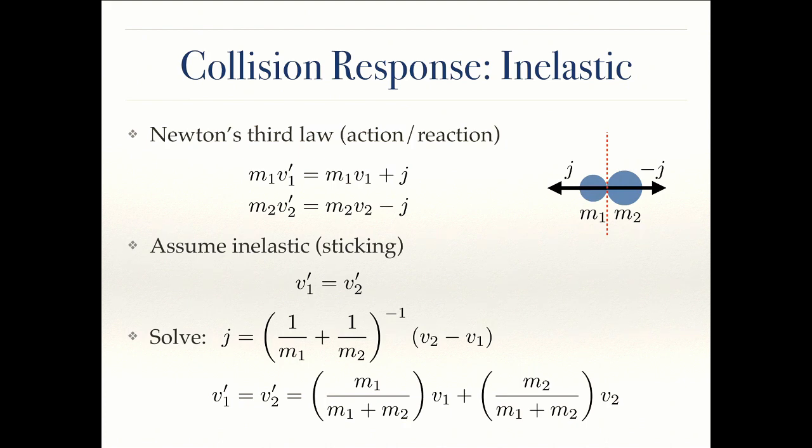What I get is sort of an average of the velocities before the collision, but it's a mass-weighted average. So the more massive object will have a greater influence on the velocity after the collision.